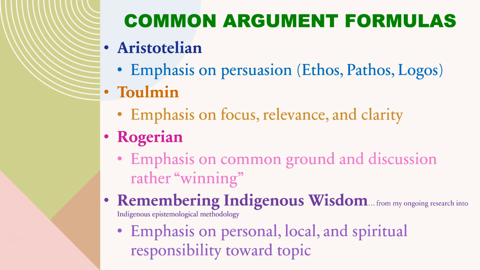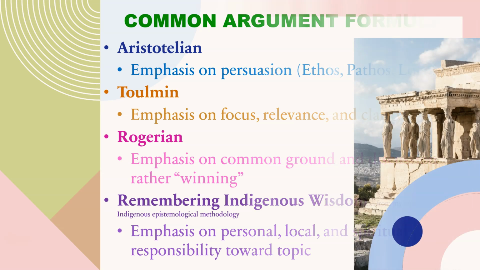And then I'm going to introduce Indigenous wisdom from some ongoing research into epistemological methodology that I'm working on, which emphasizes a personal, local, and spiritual responsibility toward the topic. So the first three are like everyday, everyone across the country who's in the US education system is really getting exposed to Aristotelian, Toulmin, and Rogerian arguments when they take their critical thinking class. I personally feel a little bit uncomfortable with the Eurocentrism of all of that, so I like to try and find a way to shift it. And this is my additional gift to all of y'all. So let's jump into these four common argument formulas.